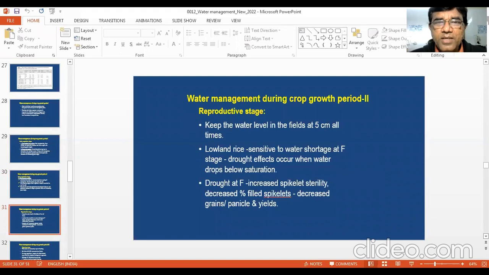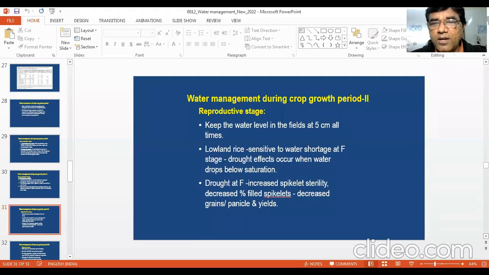Now, reproductive stage, almost same kind of water management across all the methods of crop establishment. So here, keep the water level in the fields at 5 centimeter all times, in reproductive phase, means starting from your panicle initiation up to heading. Lowland rice is very sensitive to water shortage at flowering stage. If you have transplanted lowland rice, it is very, very sensitive to water stress at flowering stage.